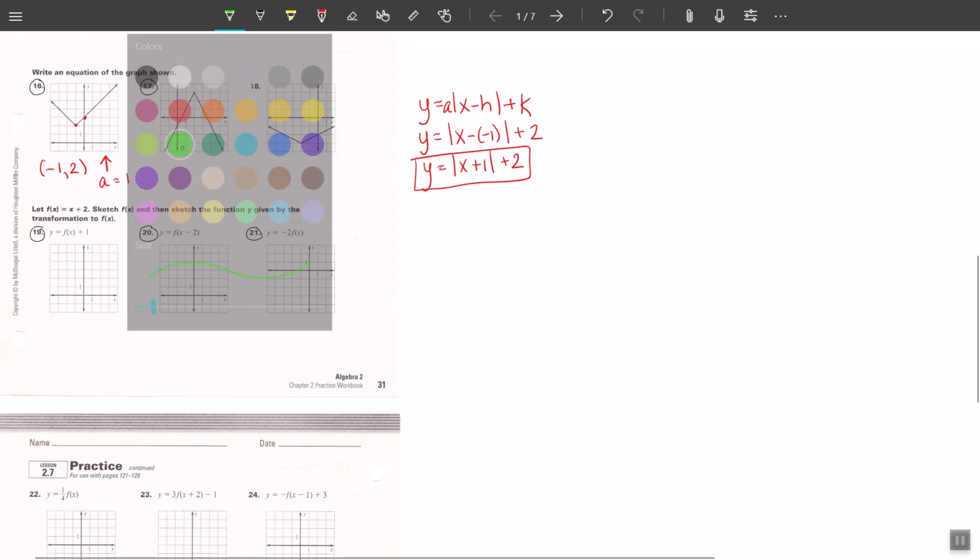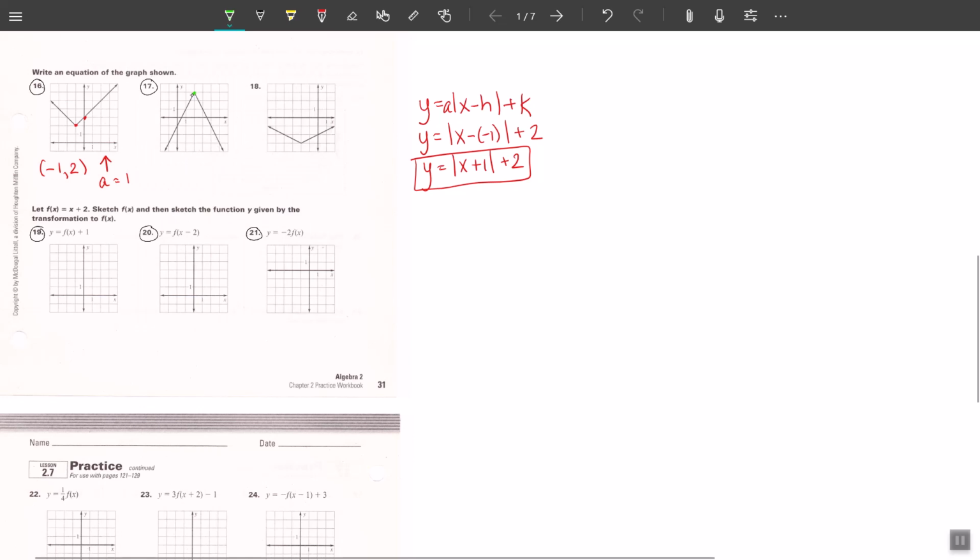We'll do the same thing on 17. My vertex is right here, and that is at 2, 3. All right, so I'm going to take that point, and I'm going to take this point right here on the graph. And I'm going to figure out my a then. So to go from one point to the next, I'm going down 2, and I'm going to the right 1. So that shows me that my a value is -2. All right, it opens down. That makes sense.